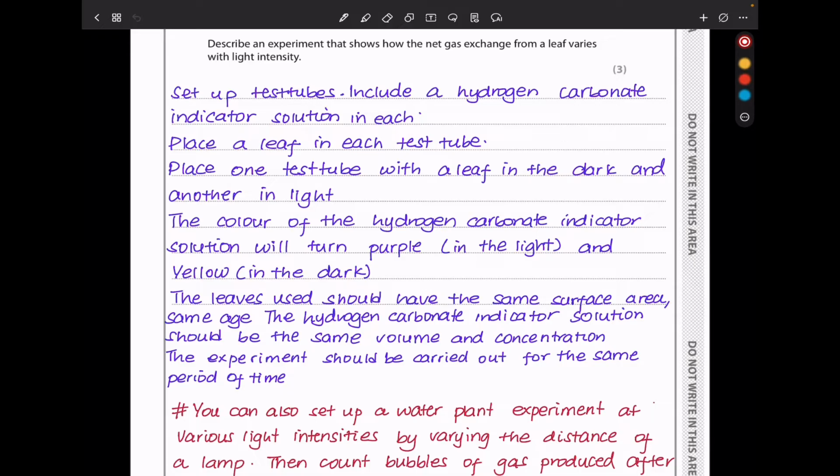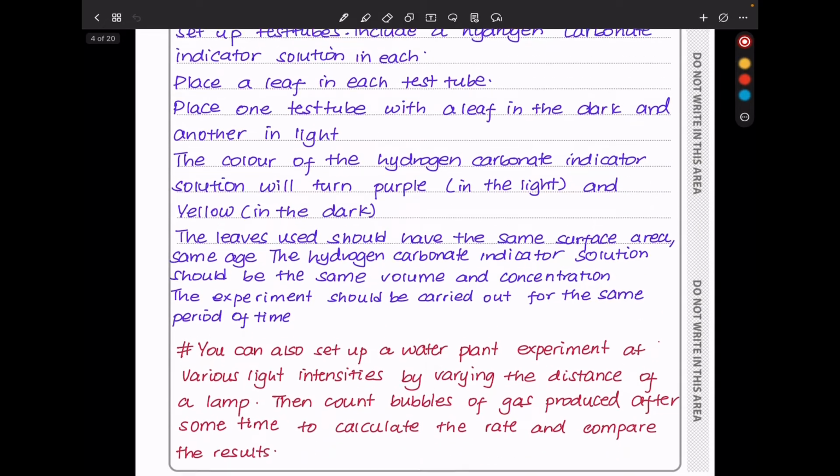However, when you carry out this experiment, the leaves used should be the same number, they should have the same surface area, they should be the same age. If possible, they should come from the same tree. And the hydrogen carbonate indicator solution should have the same volume as well as concentration. Also, the experiment should be carried out for the same period of time.